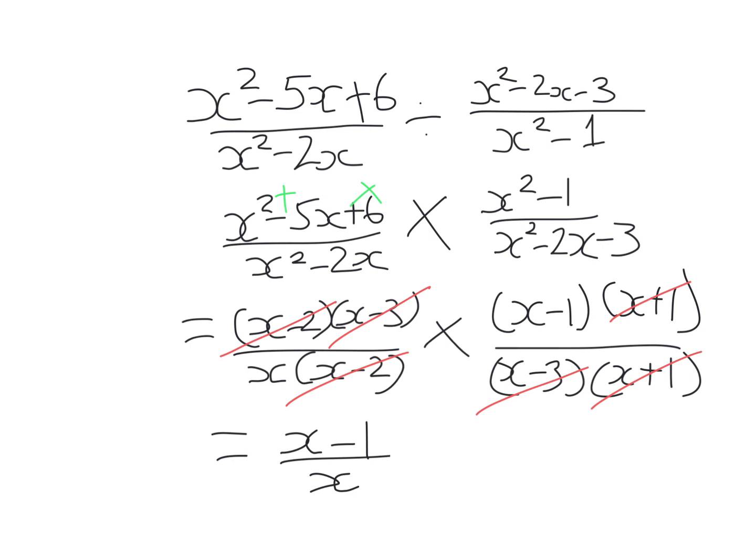I didn't have to do any really long multiplication for that. So this can't be simplified. Again, you can't cross out the x's because x is not being multiplied here. This is our final answer.